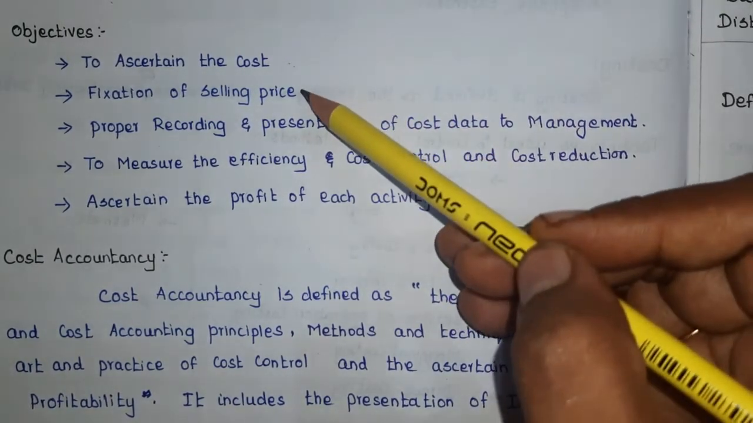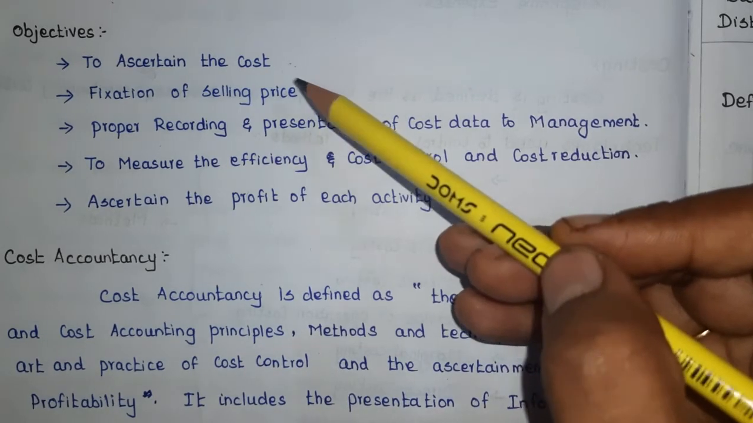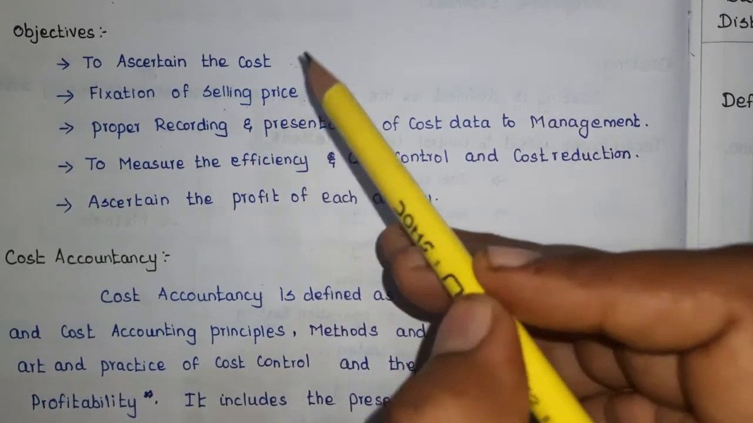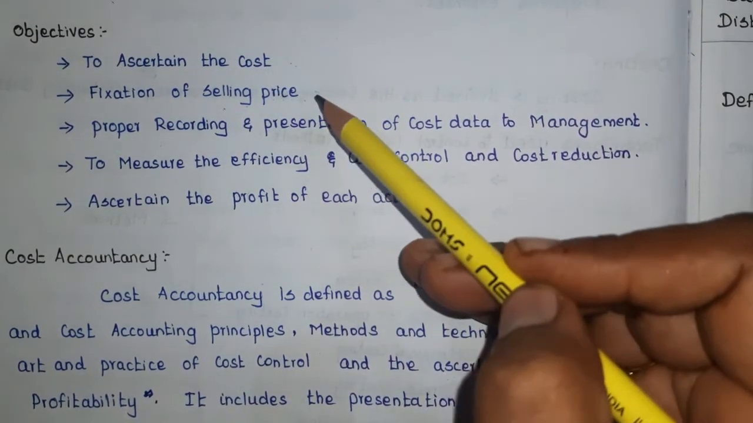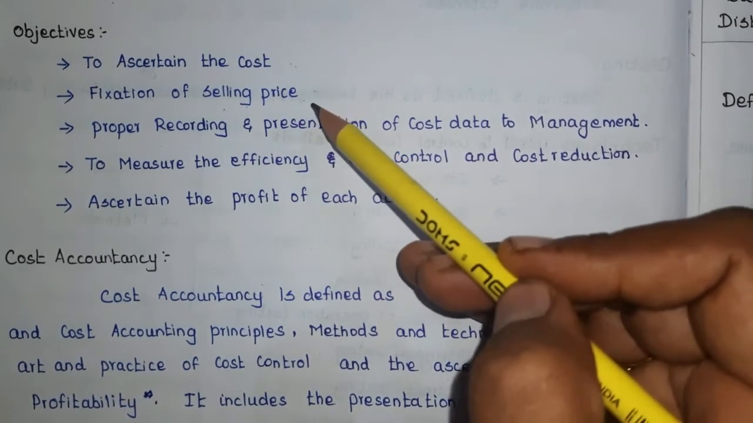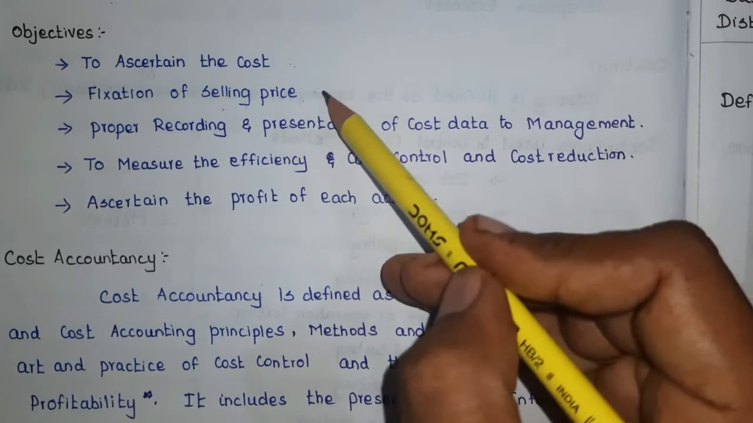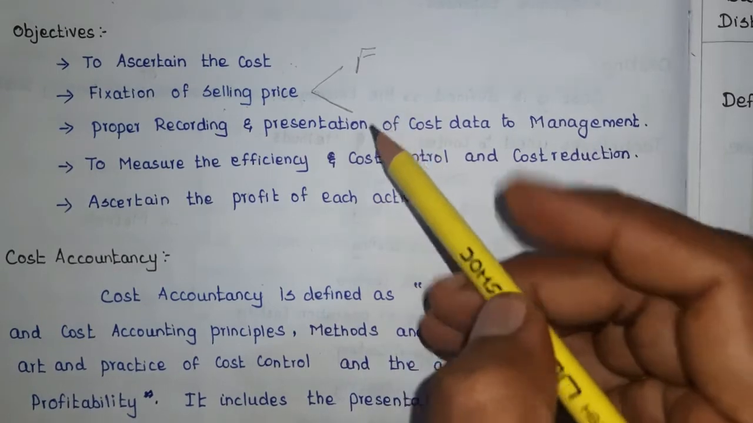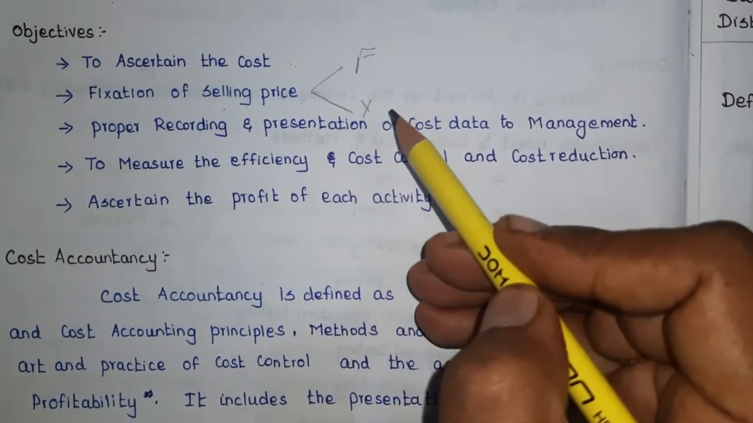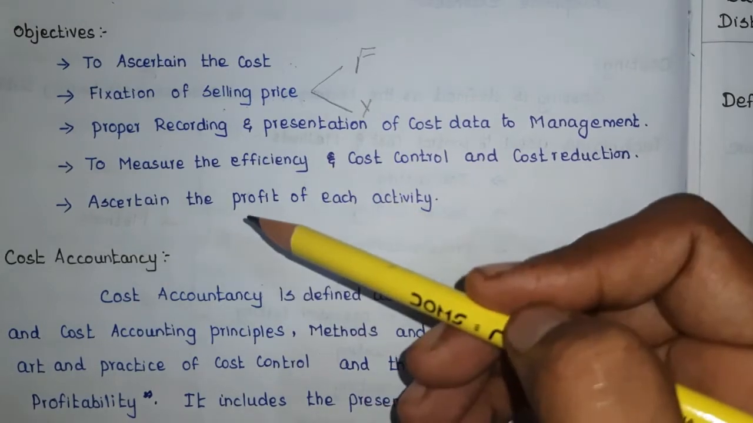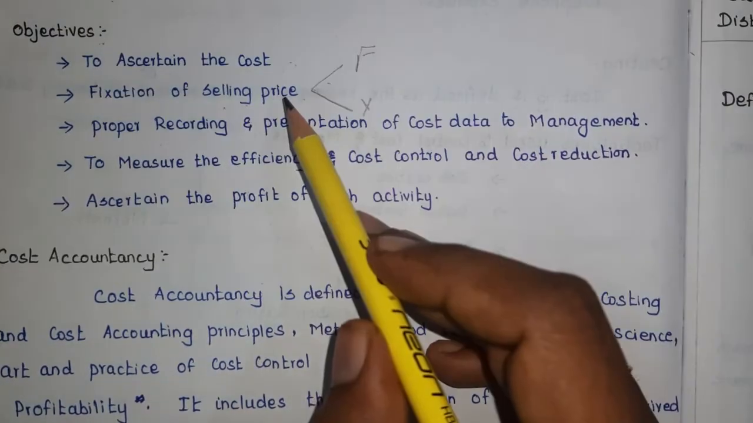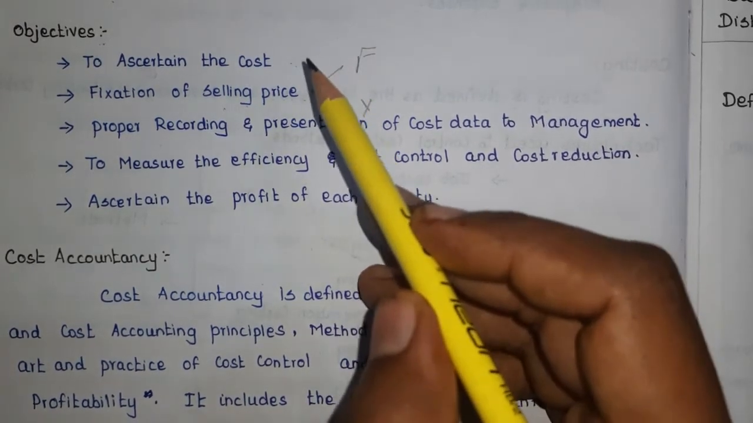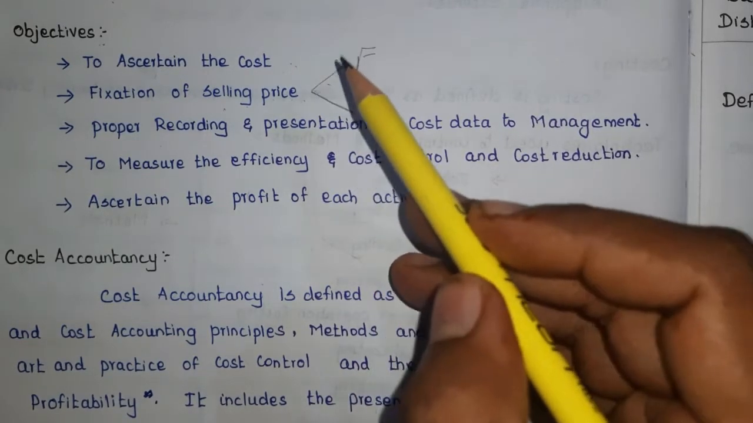The next main objective is fixation of selling price. Cost data is useful in the determination of selling price or quotations. Apart from cost ascertainment, the cost accountant analyzes the total cost into fixed cost and variable cost. This will help the management to fix the selling price, sometimes below the total cost but above the variable cost, which will increase the volume of sales compared to the previous sales, thus leading to maximum profit.